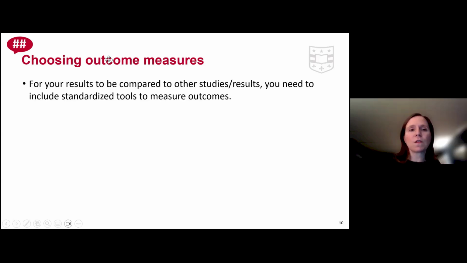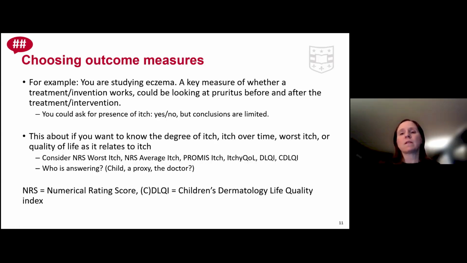So thinking through that, here's an example about studying eczema, and a key point for a trial looking at eczema could be looking at pruritus or itch before and after the treatment or intervention. So you could say, before the intervention, are you itchy? Yes or no. And then after the intervention, are you itchy? Yes or no. But you can't say much more other than that binary yes, no. You could think about, hey, do you want to know the degree of itch? Do you want to know how commonly they're itchy?